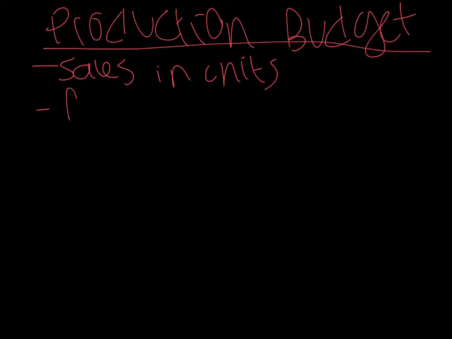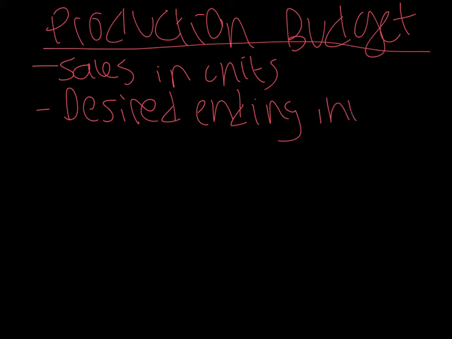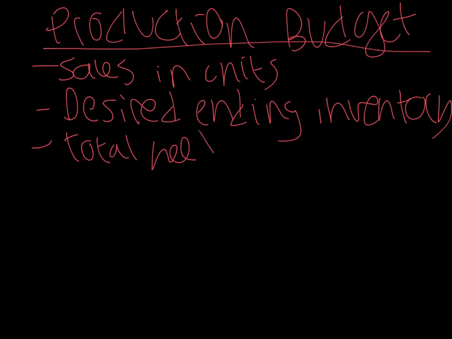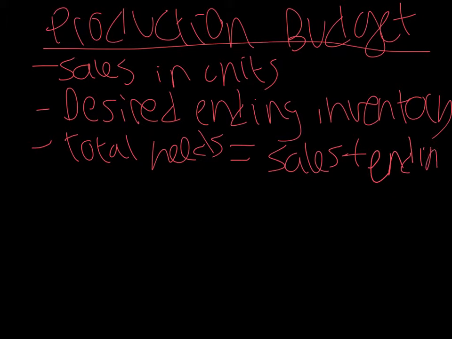Also, there is desired ending inventory, which is the amount of inventory desired at the end of the month. Also, there is total needs, which is equal to sales in units from previously plus ending inventory.